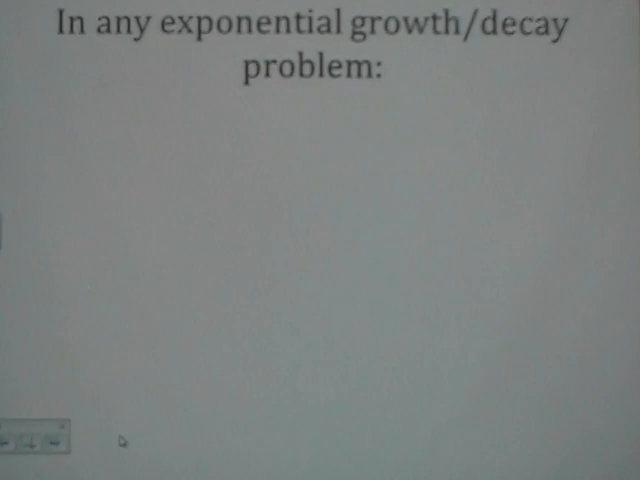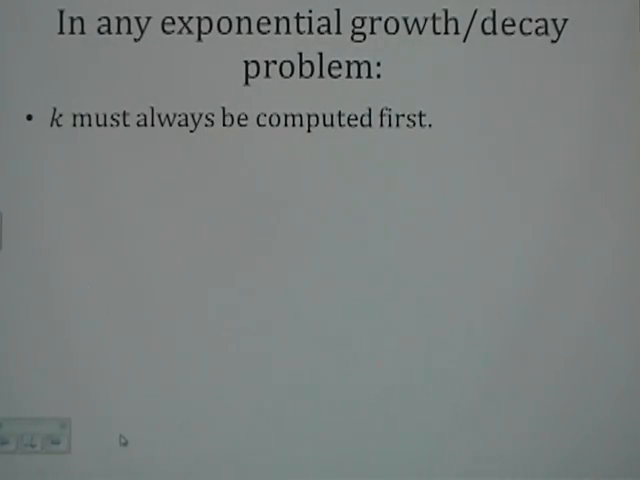Now, as a big picture, in any exponential growth or decay problem, we must always first compute the k value. The way to compute the k value really varies depending on the problem, but when we get to some of the examples, you will see how to find k. But keep in mind one thing: k must always be computed first, and k itself has to be a positive value. It always has to be a positive value.